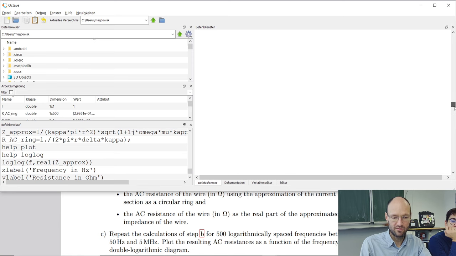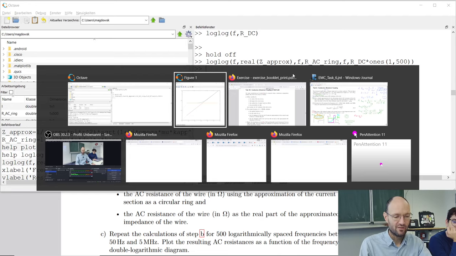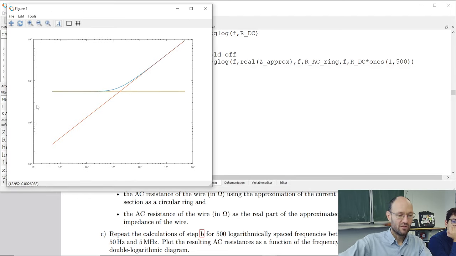So if I use it like this, and now it's longer than one line, and enter, and now, yeah, this is the reason why sometimes MATLAB is still better. Okay, so then we see, okay, now we have three curves in there. This is our DC resistance. This is a good approximation for low frequencies. This is our ring formula. This is a pretty nice approximation for high frequencies. And in this intermediate region where the skin effect develops, but it's not really important there, we make some mistake with both of these very simple approximations.